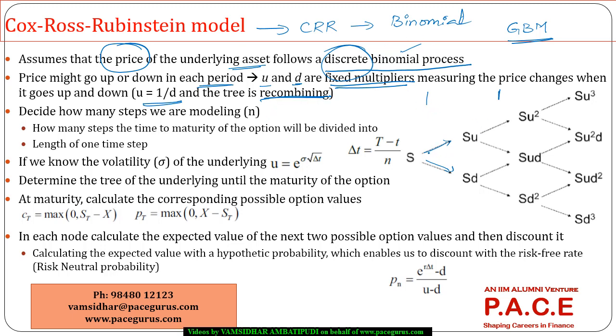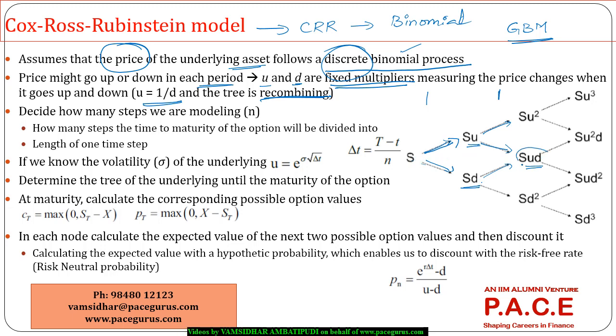Recombining means that if it goes up, it has gone up to SU, and if it goes down, it came down to SD. Now from here, again if there is an up move, it becomes SU squared, but if it comes down, it is SUD. Even from here, if it goes up, it is still SUD only. So this is what we are calling recombining.